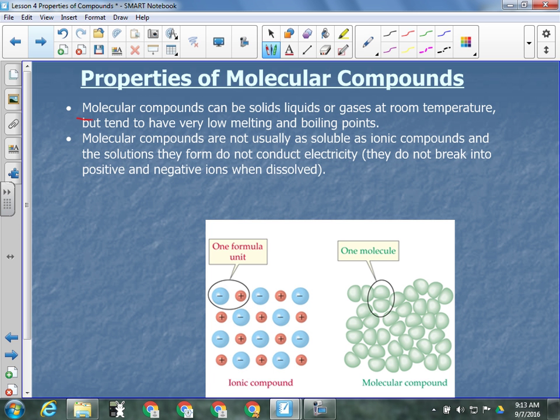Molecular compounds can be solids, liquids, or gases at room temperature. We won't have any gases in our lab. For some reason, they just don't stay in the little pits on the depression plate. I don't know why, but they just won't do it. So we don't have any gases for you to identify. But they do tend to have very low melting and boiling points.